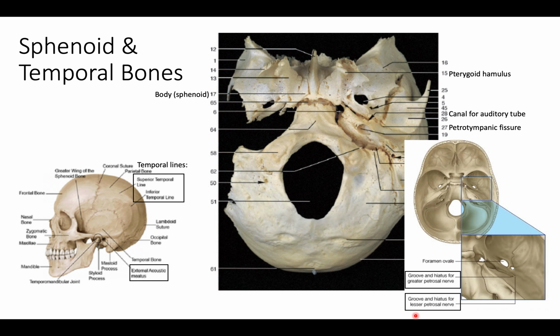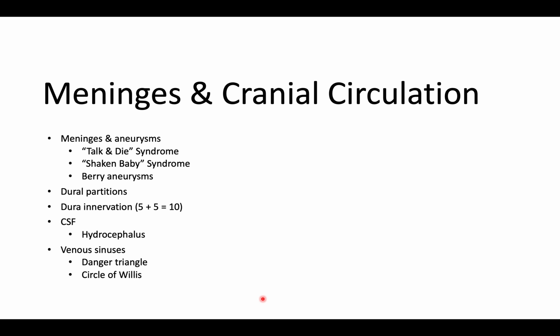So here are our sphenoid and temporal bones. Here is the body of the sphenoid, and here's the pterygoid hamulus. Here's the canal for the auditory tube, and here's the pterygotympanic fissure. So you can go ahead and look at all of these and label them.